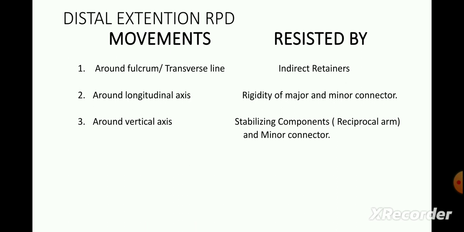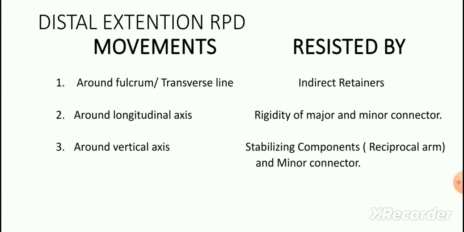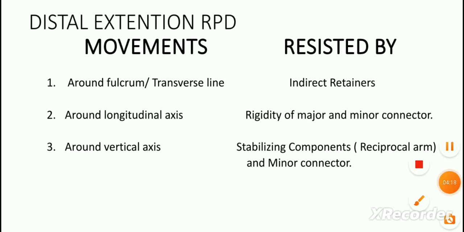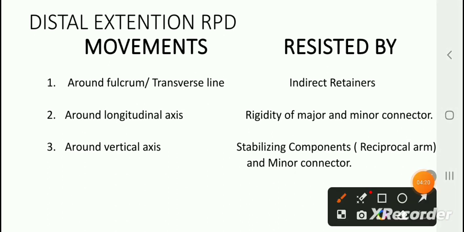Now these types of movement in distal extension RPD are resisted by the following. First is the movement around the fulcrum or transverse line. This type of movement, that is in the sagittal or anterior posterior plane, is resisted by the indirect retainer.